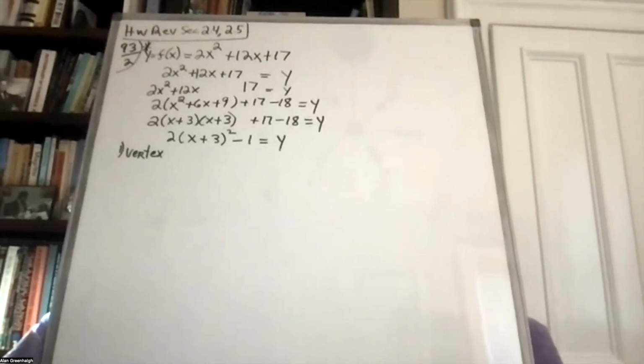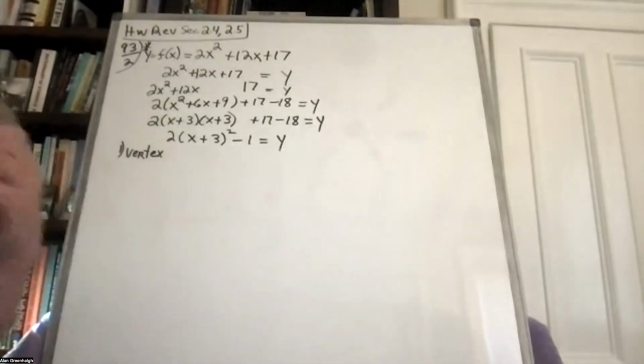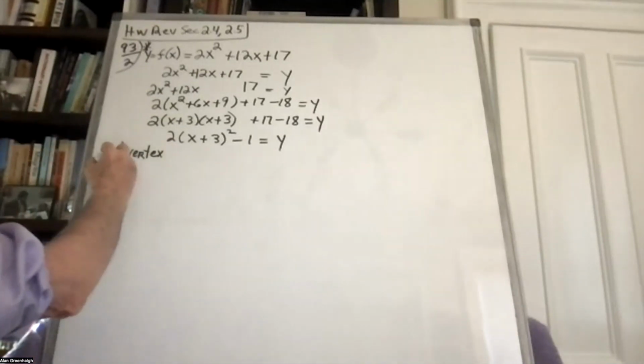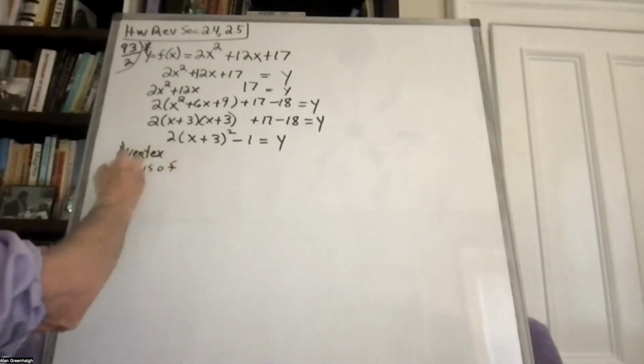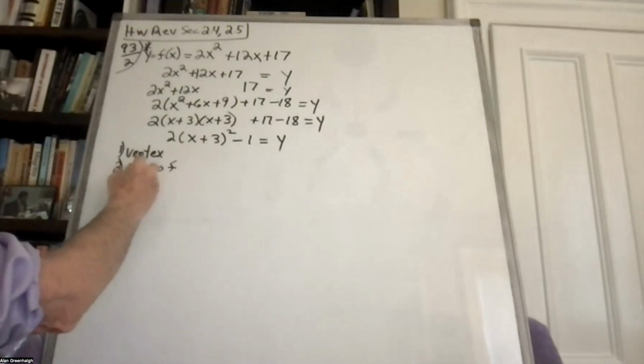Okay, now we are required to find the vertex. We are required to find the axis of symmetry. This was all explained in the video.